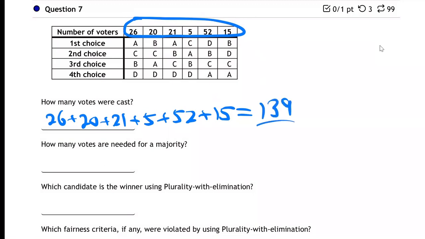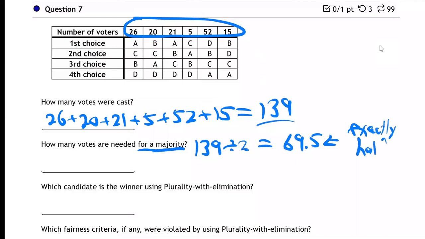Now, how many are needed for a majority? How do we do majority again? What does majority mean again? More than half. So we have to divide by 2, find out half, and then go up a little bit. Majority means more than half. So you take the 139, divide it by 2 on your calculator, and I'm getting 69.5. So that's exactly half.